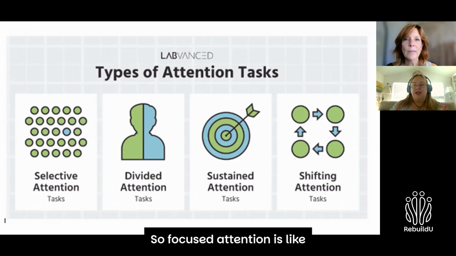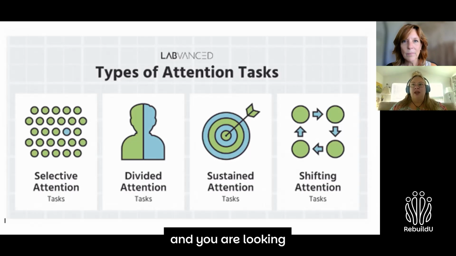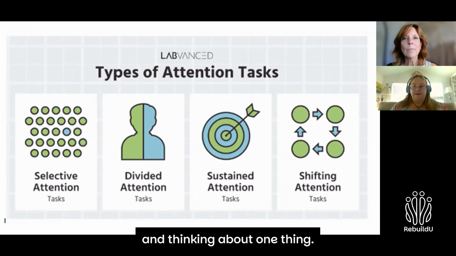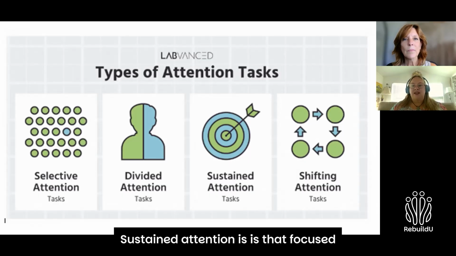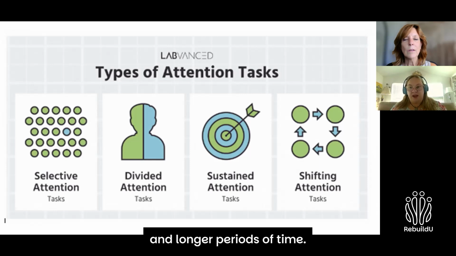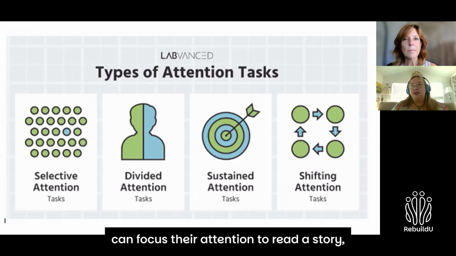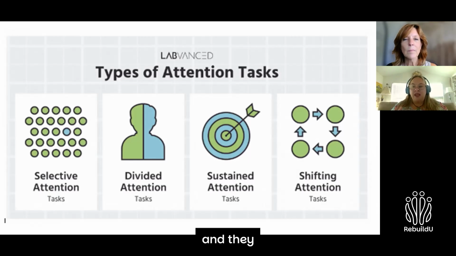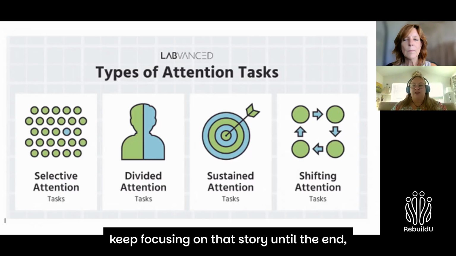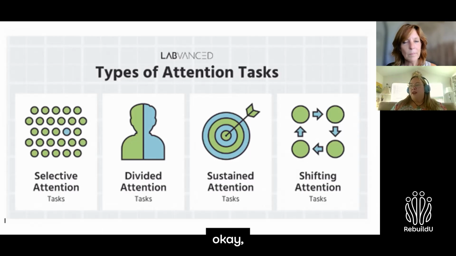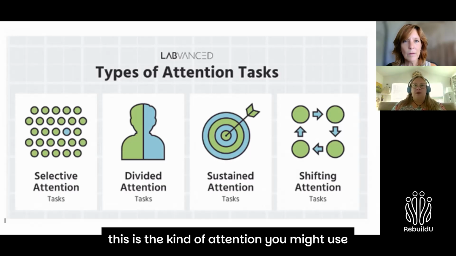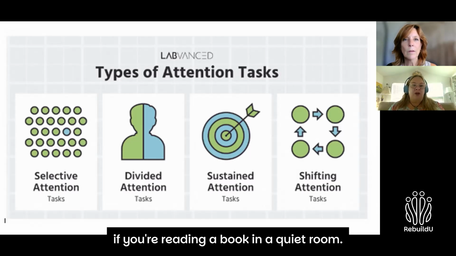Focused attention is like when you're in a quiet room and you are looking and thinking about one thing. Sustained attention is that focused attention only for longer and longer periods of time. So while somebody can focus their attention to read a story, can they keep focusing on that story until the end? This is the kind of attention you might use if you're reading a book in a quiet room.